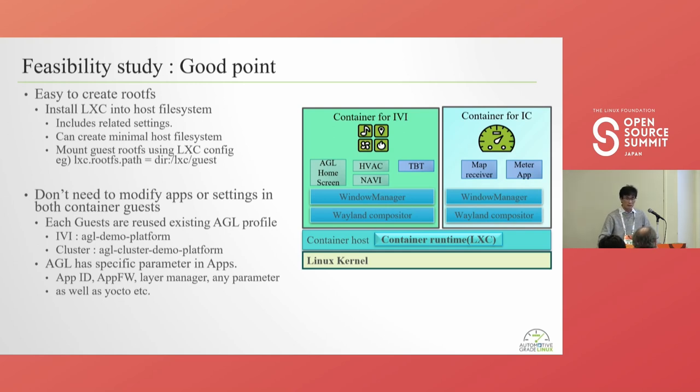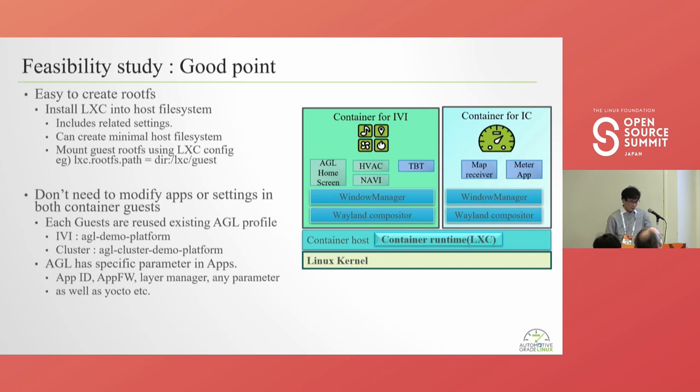How do we find the good and bad points? As a result, we can easily create the mechanisms. The good point is that we can just install LXC into the host system. Of course, several related settings are needed, but it's just Linux containers running on the host and launching each system, IVI and cluster, on one single board. Of course, we can mount the guest root file system using the LXC configuration. And from the developer viewpoint, on the application side, we don't need to modify applications or separate resources and settings for each side.